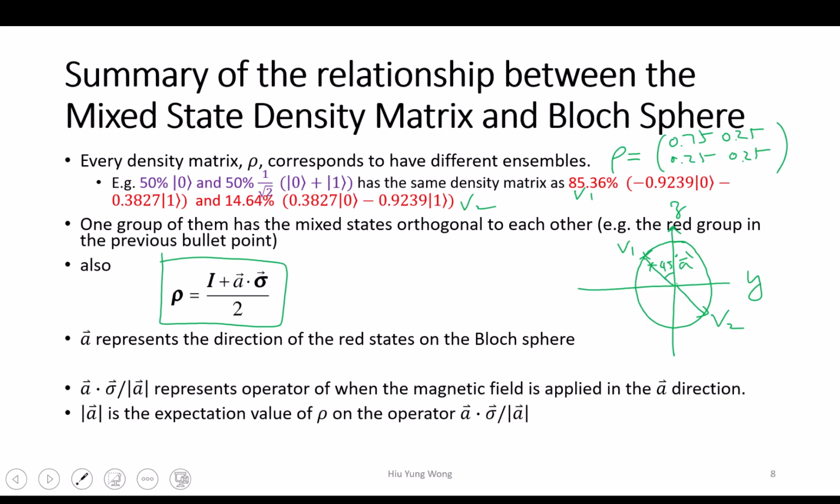So it says A represents the direction of the red state on the Bloch sphere. Earlier I thought A represented the magnetic field. No, it represents the direction of these two orthogonal states. In order to get this density matrix, you can have different types of ensembles of mixed states, and one of them is along A. That will give you this density matrix, which is this red state. We have not done any measurement. We just say that the two states along this A will give you the right density matrix also.